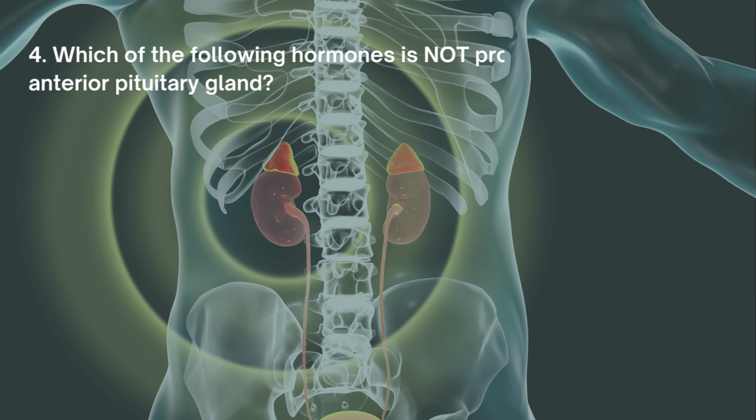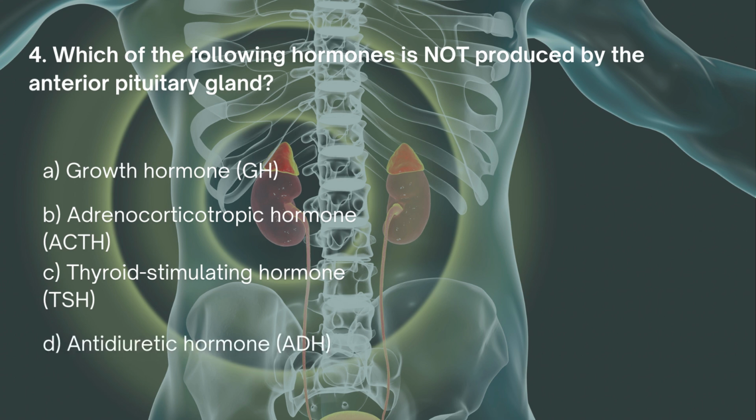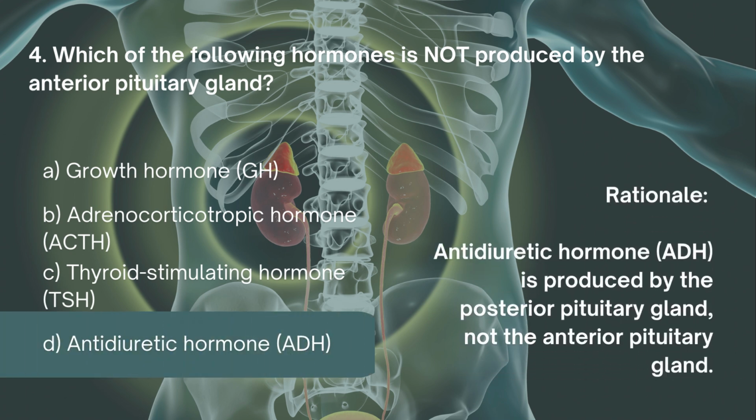4. Which of the following hormones is not produced by the anterior pituitary gland? A. Growth hormone, GH. B. Adrenocorticotropic hormone, ACTH. C. Thyroid stimulating hormone, TSH. D. Antidiuretic hormone, ADH. Rationale: Antidiuretic hormone, ADH, is produced by the posterior pituitary gland, not the anterior pituitary gland.